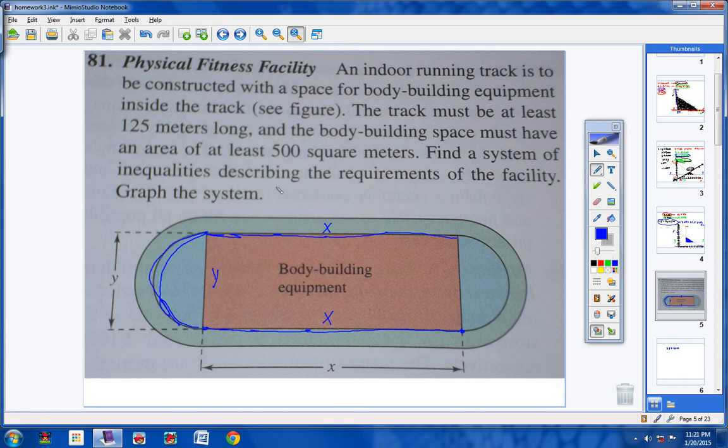Because when it says the track must be 125 meters long, it's not talking about going straight across how long it is. It's talking about the distance around the track when you run one lap. It should be 125 meters. So, with that in mind, watch this carefully, please. We know the distance from here to here is y.